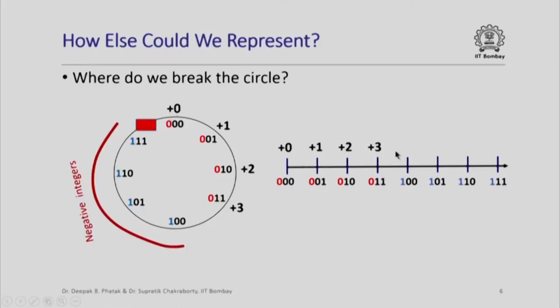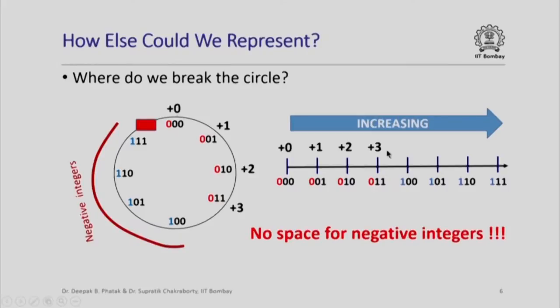And if I want to treat this as a number line and say that the numbers are increasing this way, what you will see is that here I must have something which is greater than plus 3, and so really there is no space for negative integers. So, if I want to take this circle and unwrap it as a number line, this is not a good place to break if we want these 4 binary sequences to represent negative integers.